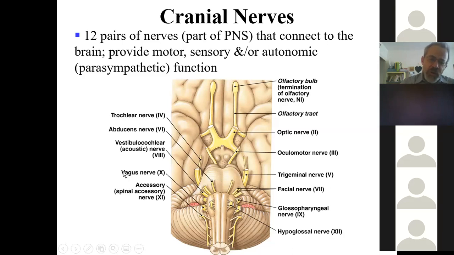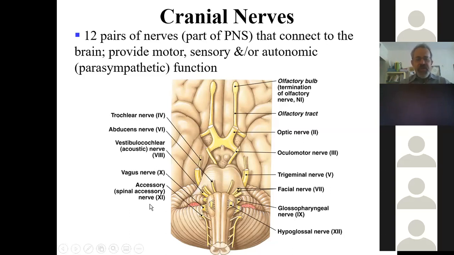Vagus nerve, we'll learn about that. Vagus nerve is actually a really incredible nerve. It controls everything from digestive function to cardiovascular function. This is also a mixed nerve. So both vagus and glossopharyngeal are mixed nerves.